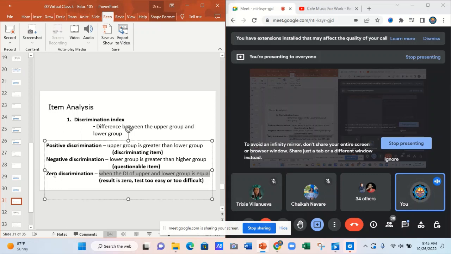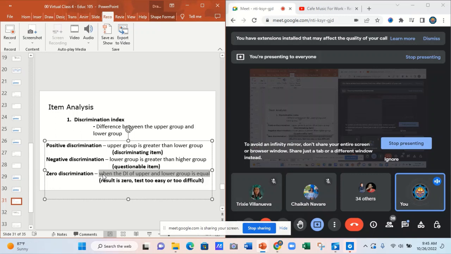Why is it not positive or negative? Because according to number theory, the number zero does not bear a sign. It has no positive or negative sign, it is neutral. So if we say zero discrimination, the result is zero, therefore it cannot discriminate who the bright ones are and who are not bright. That is what we call zero discrimination.